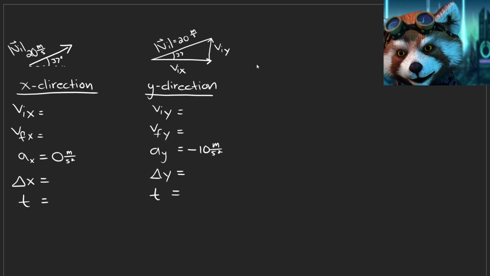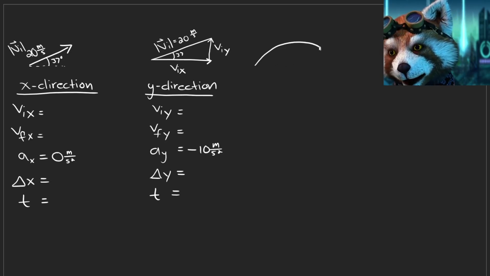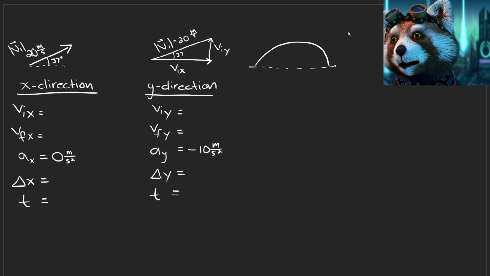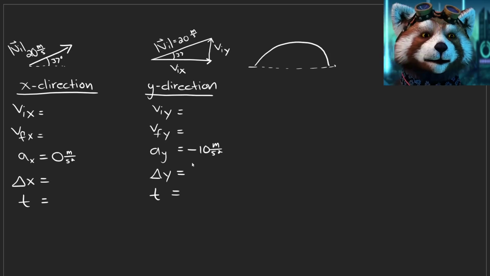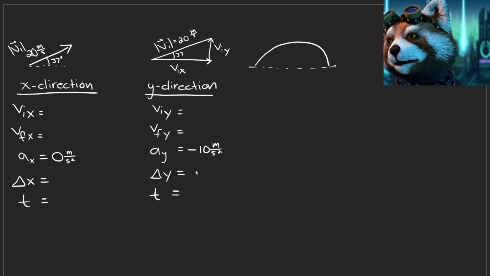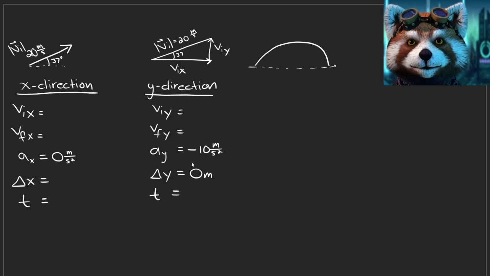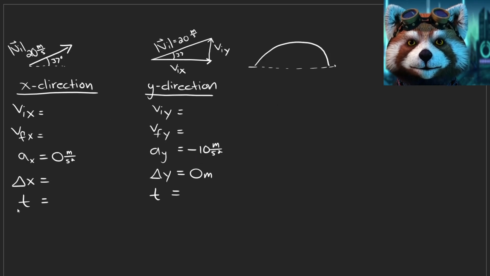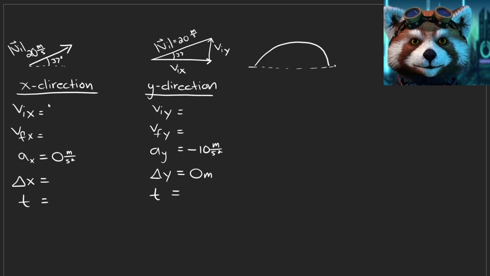With this motion, the object will land from the same height that it was launched, so my delta y, my displacement in the y, is going to be 0 meters. All right. So you can see we already got a lot of this already filled out. So let's go ahead and just start up here.